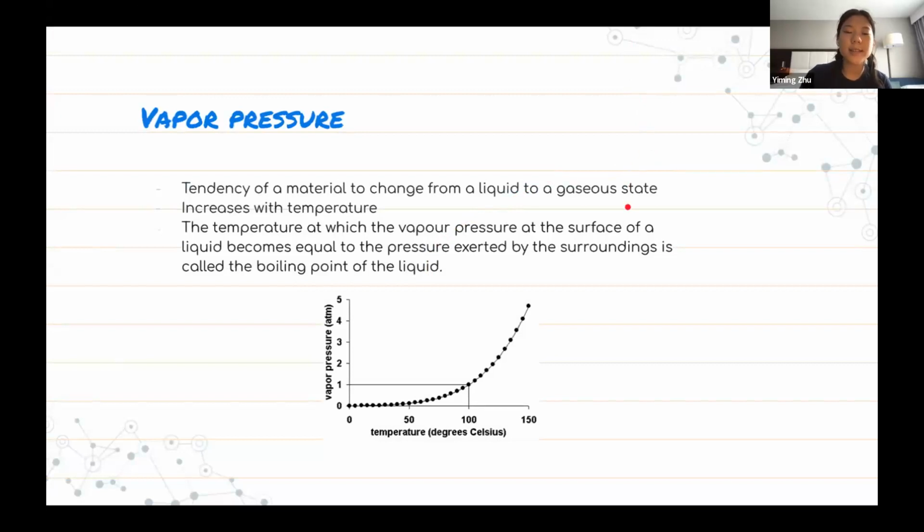All right. Next, we're going to talk about vapor pressure. Vapor pressure is the tendency of a material to change from a liquid to a gaseous state. This increases with temperature. As you can see, it's exponential, but it still increases with the temperature. It's also the temperature at which the vapor pressure at the surface of a liquid becomes equal to the pressure exerted by the surroundings, which is the boiling point. So when the liquid starts turning into a gas, that would be called the boiling point.